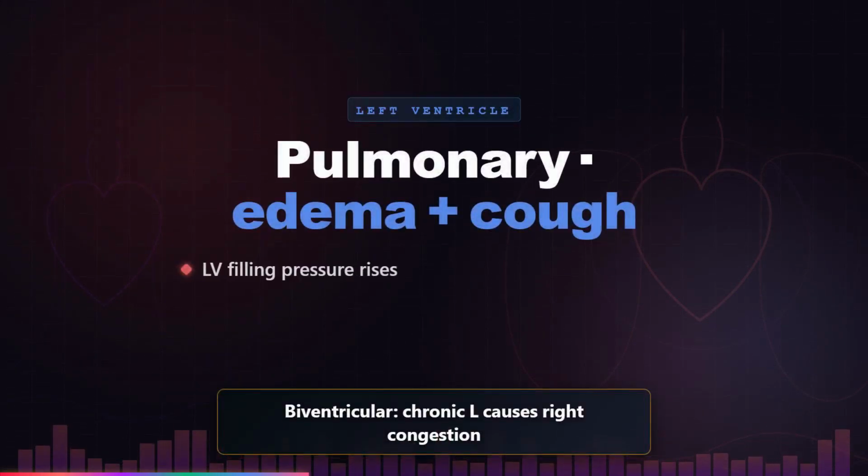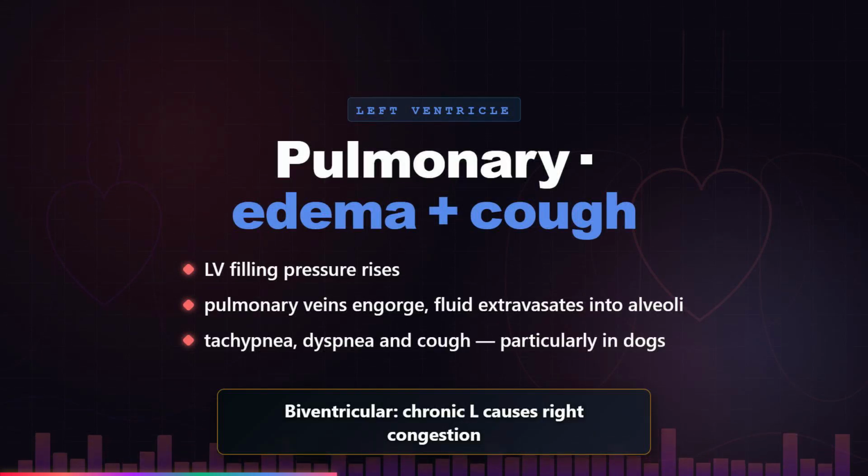It is important to understand that some animals develop biventricular failure, with both left and right congestive signs. In addition, chronic left-sided congestive heart failure may promote the development of right-sided congestion signs, especially when there is a secondary increase in pulmonary arterial pressure resulting from pulmonary venous hypertension.